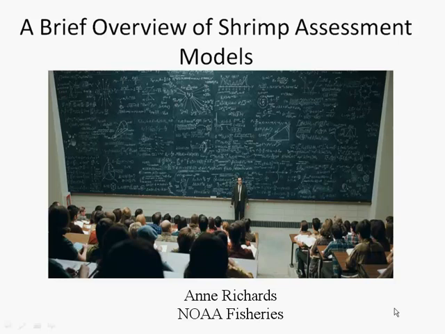A brief overview of the assessment models that are in the annual updates that we do every year. I'm not going to talk about benchmark assessment, which is coming up and which there will be some additional work done, but just a broad brush overview of the ones that we do every year.